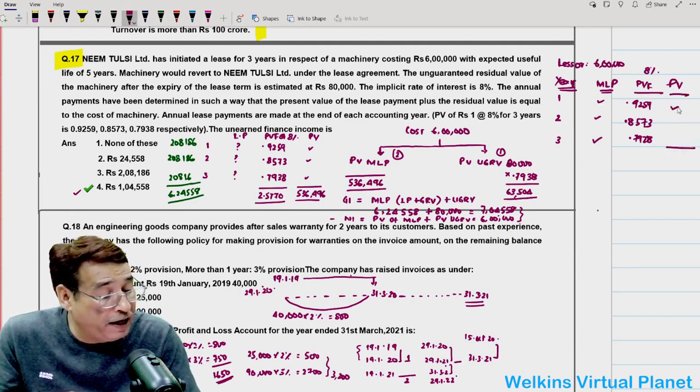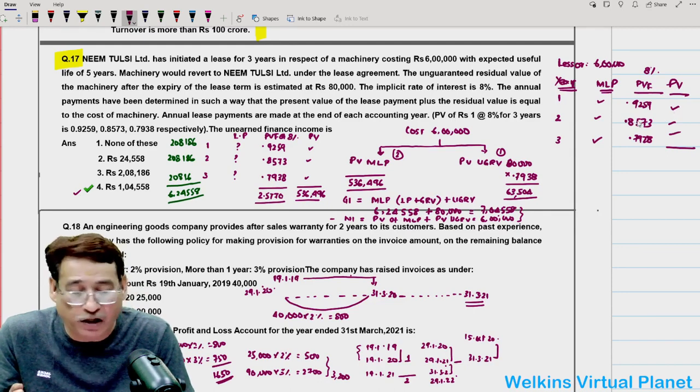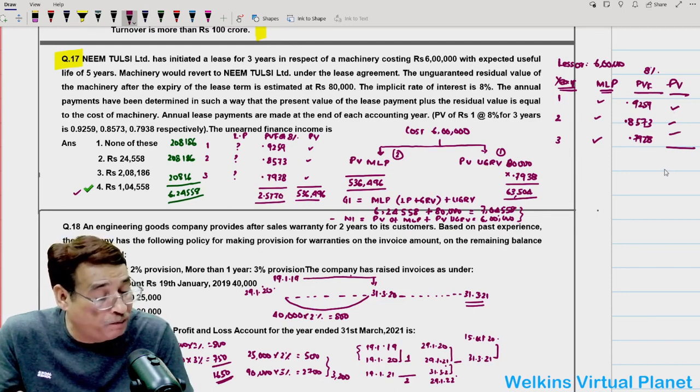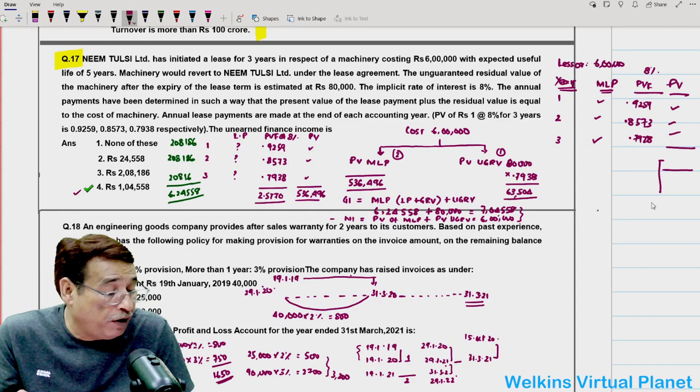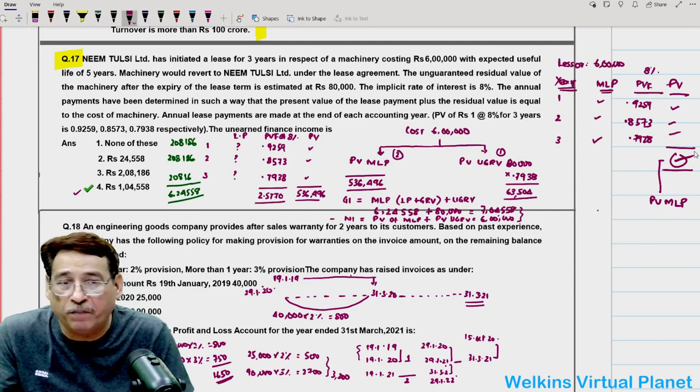And if I add all these items after multiplying the respective minimum lease payment with the present value factor, I will get the present value for each year. I will sum them up. The total sum will be known as the present value of minimum lease payment. Whatever figure I get here is the present value of minimum lease payment.